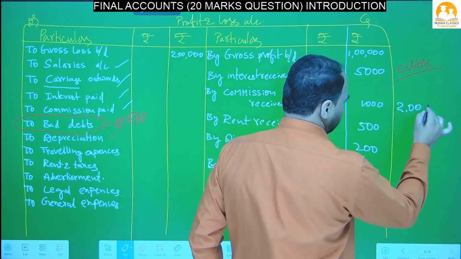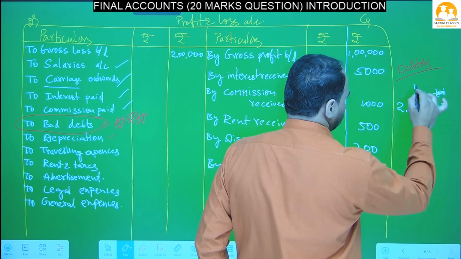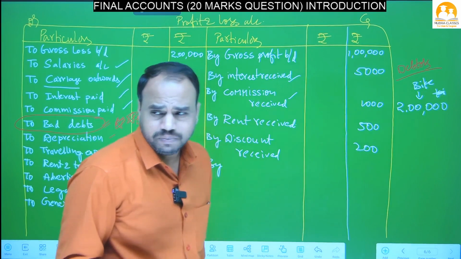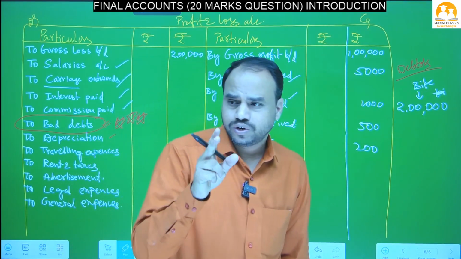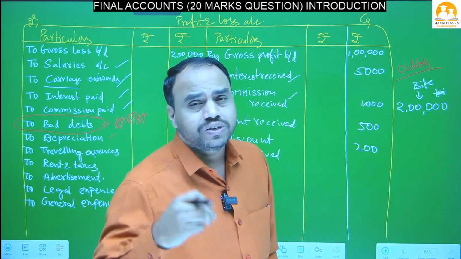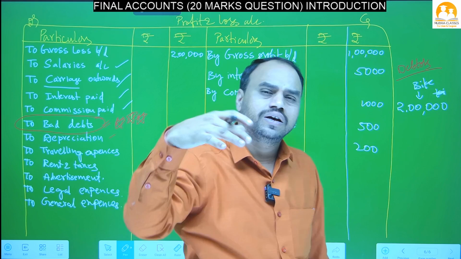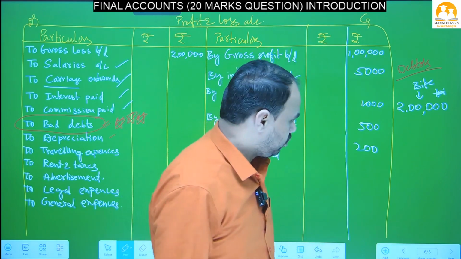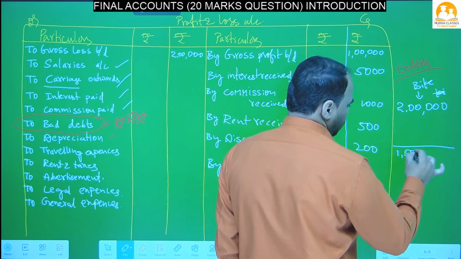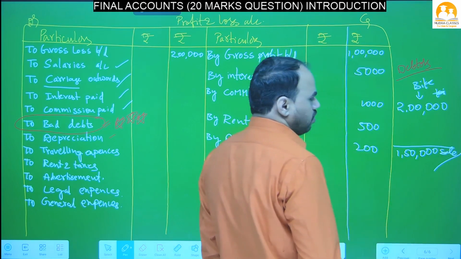Cost of one bike is how much, beta? 2 lakhs rupees. Now this bike, after purchasing, we used for 2 years. After using it for 2 years, if I sell these 2 lakhs bike in the market, will I get more than 2 lakhs or less than 2 lakhs? Obviously we will get less than 2 lakhs. For example, we got only 1,50,000 after sale.